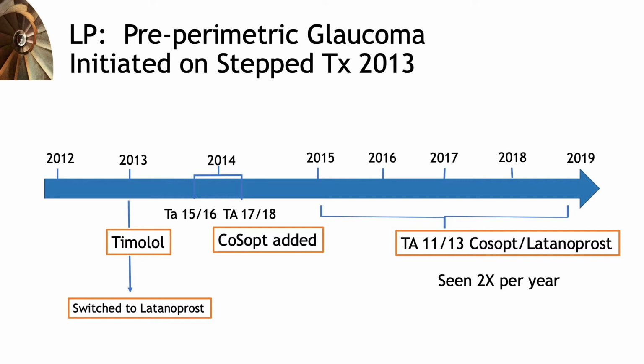You can see in 2013, timolol eventually switched to latanoprost. In 2014, they added Cosopt, and you can see in a couple of the visits, 15, 16, and then 17 and 18. And really for the next 4 or 5 years, he was down to what they wanted the target pressure to be, about 11 to 13, and he kind of maintained that.